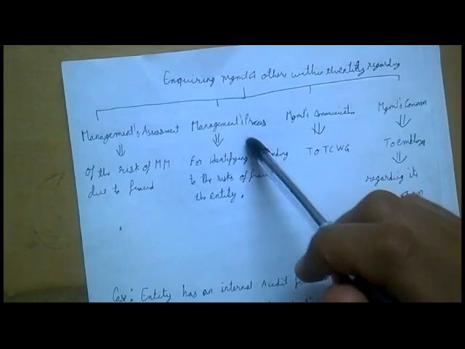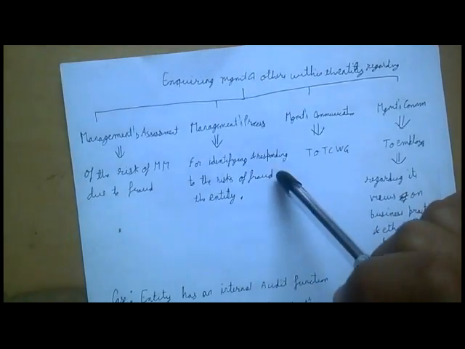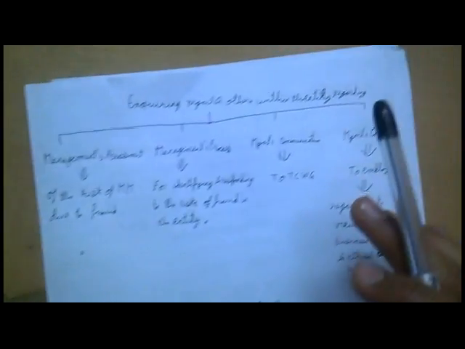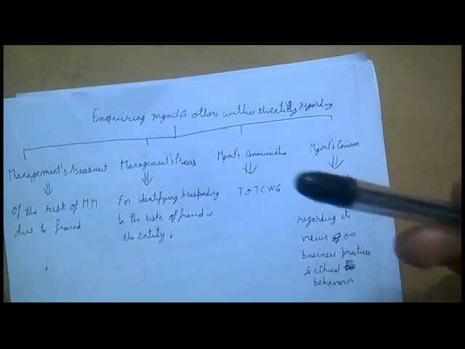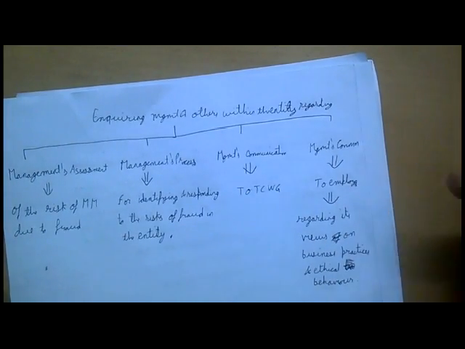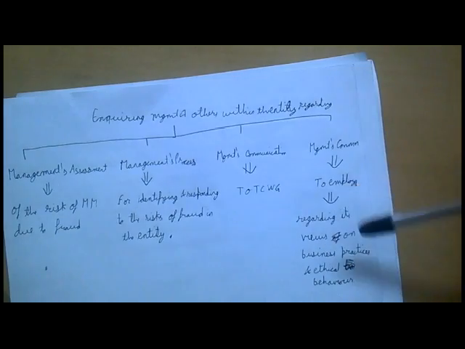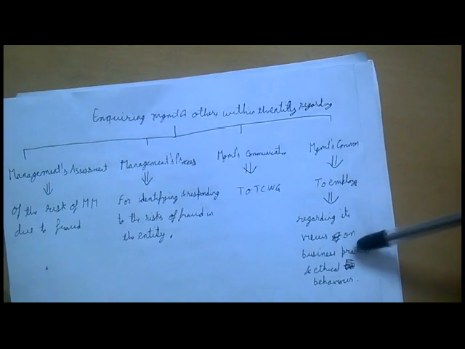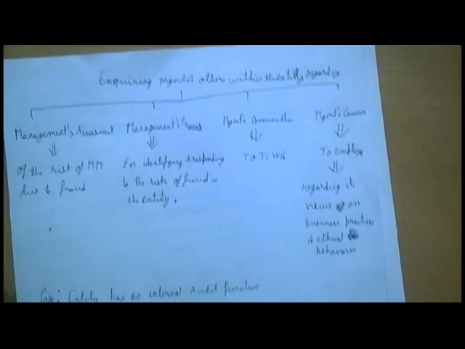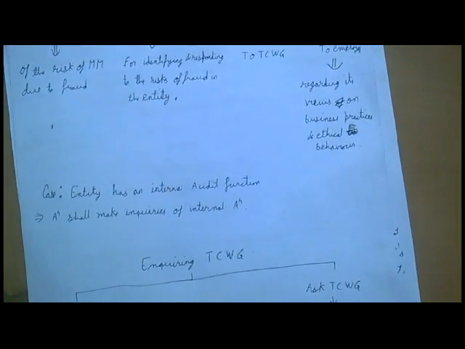Then the management's process: the auditor shall inquire from the management how it identifies and responds to the risks of material misstatement due to fraud in the entity. Then what is there in the communication between management and TCWG. Then management's communication to employees regarding ethical values, etc. So the management communication to employees regarding its views on business practices and ethical behaviors. We are inquiring about what you have communicated to the employees regarding ethical behavior and business practices that they need to follow.